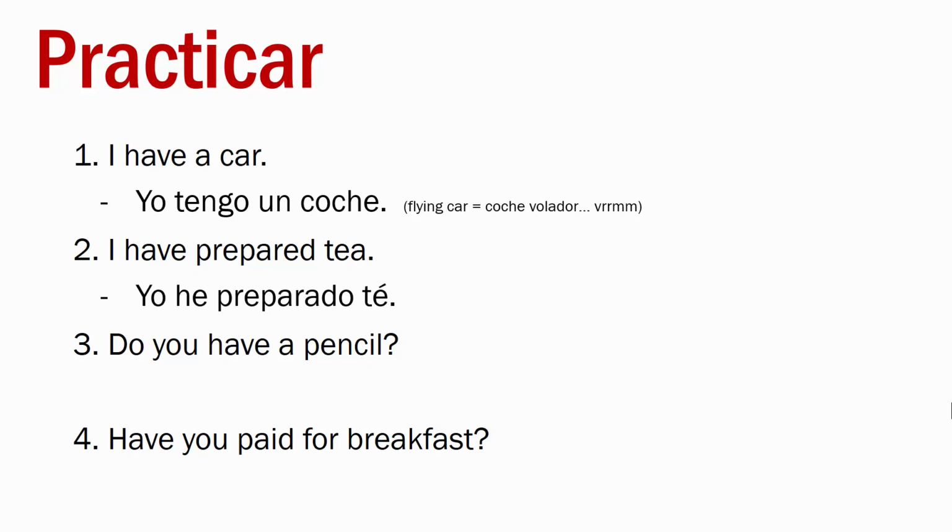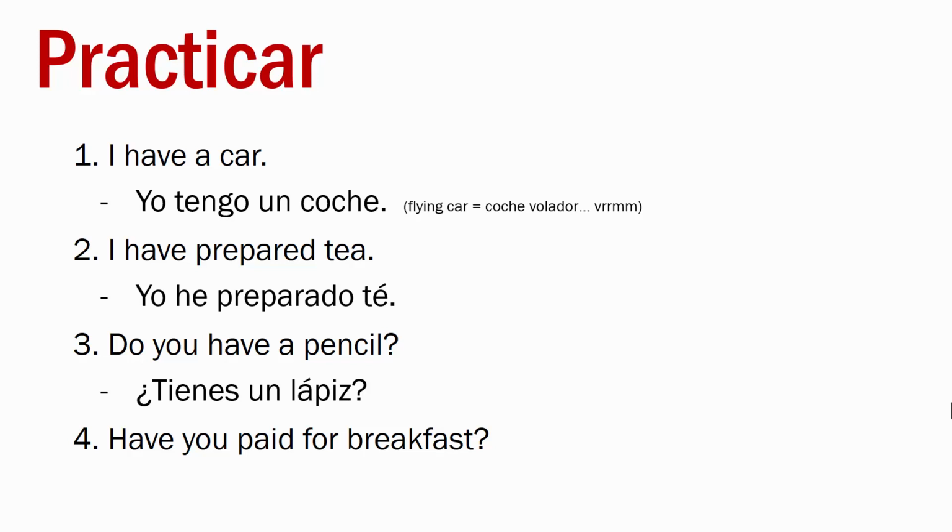Number 3, do you have a pencil? Notice here we've changed from talking about things I have, and now we're referring to you. And we know the only way we've defined you have in Spanish is tienes. So this is possession, tienes un lápiz.